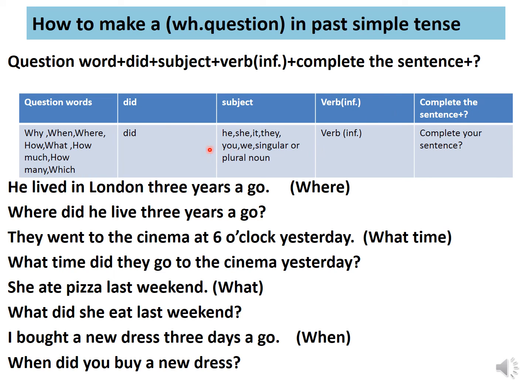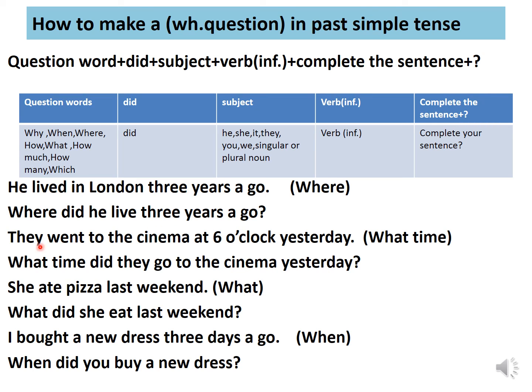And pay attention, I said before that the part that we are asking about, we will not write it in the question. Examples. He lived in London 3 years ago. Where? So where did he? The verb live in present. Pay attention, in infinitive, without d. Yes, where did he live 3 years ago? In London. Can we say, where did he live 3 years ago in London? No.